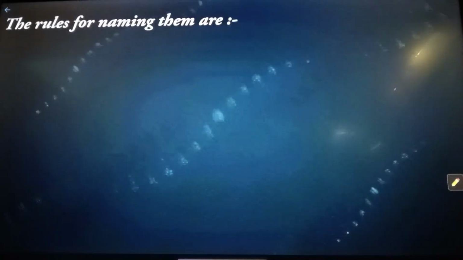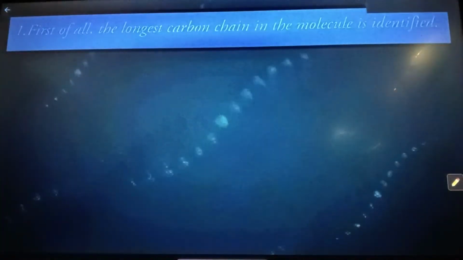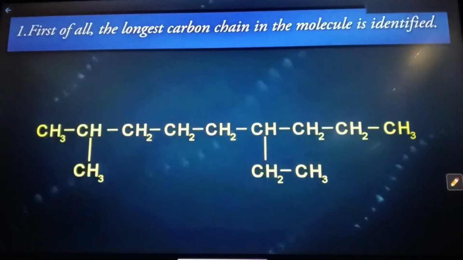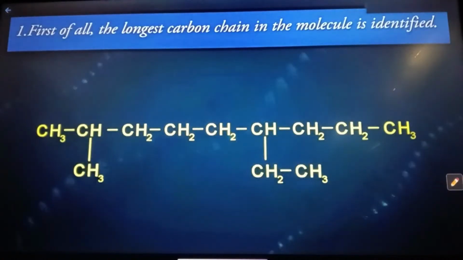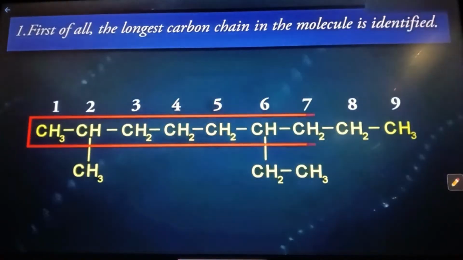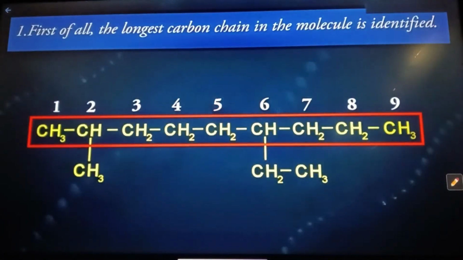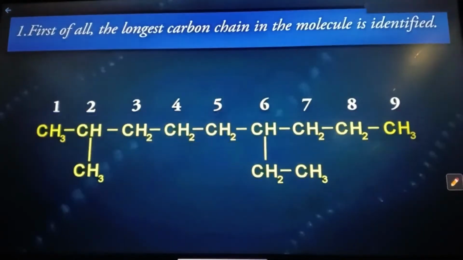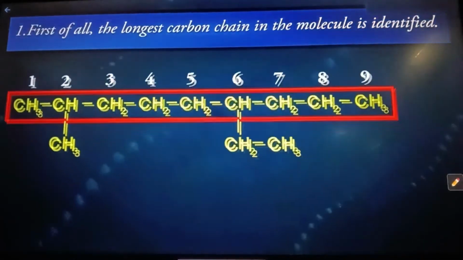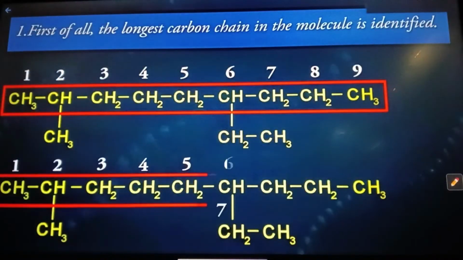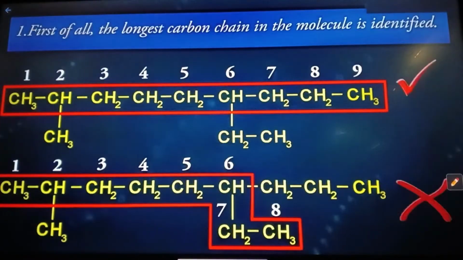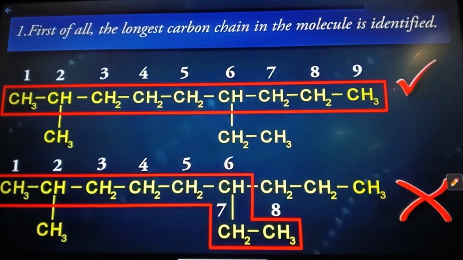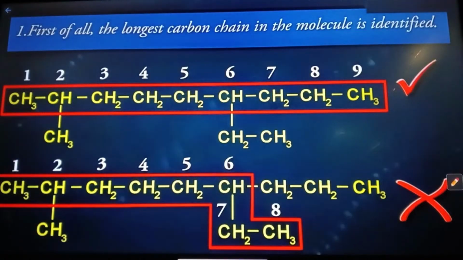The rules for naming them are: 1. First of all, the longest carbon chain in the molecule is identified. In the example, the longest chain has 9 carbons and it is considered as the parent or root chain. Selection of the parent chain as shown in 2 is not correct because it has only 8 carbons. So the rule says, find the longest carbon chain in the molecule.